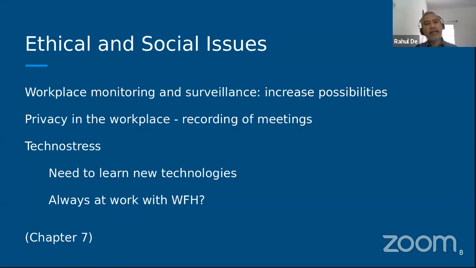Now, there are many ethical and social issues coming up already at a very severe scale. For instance, I have in my chapter discussed something called workplace monitoring and surveillance. This is because we are all on technology all the time. What we do, when we do, how we do it is either being recorded or it is being seen in a dramatic manner.